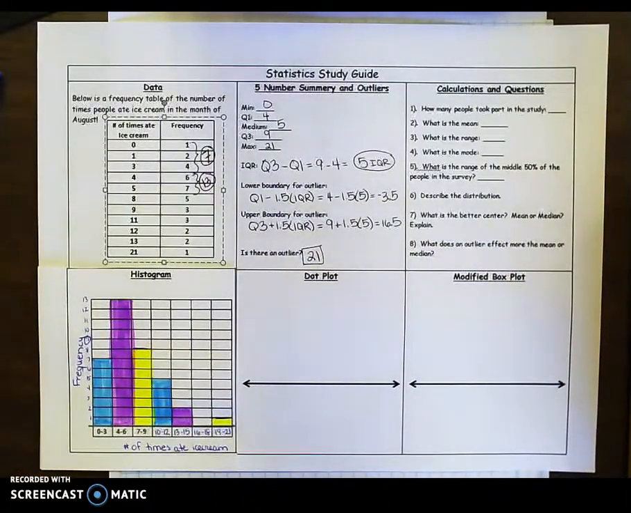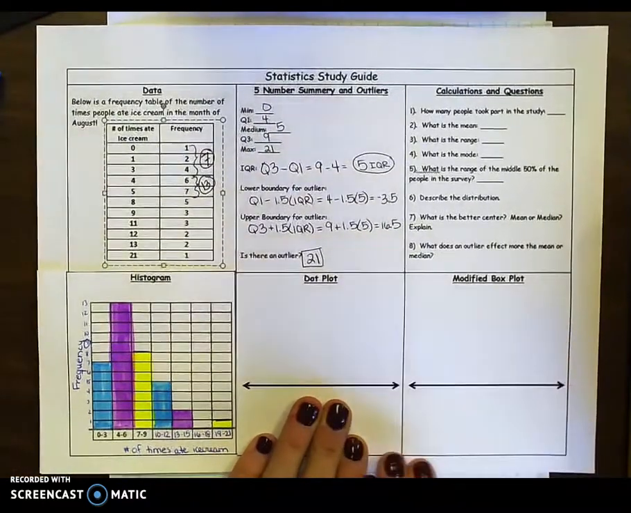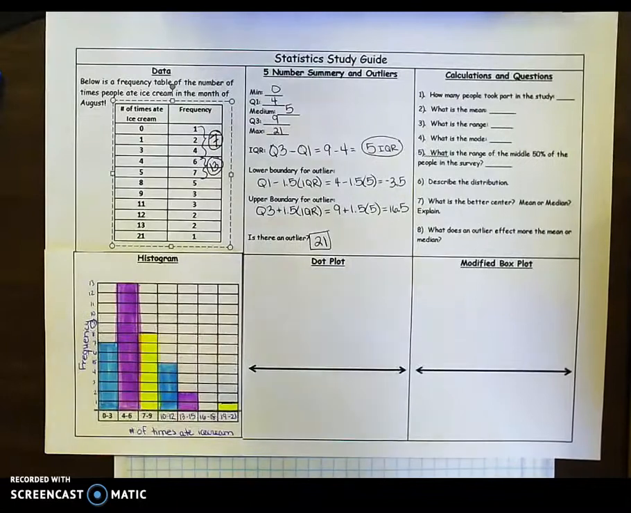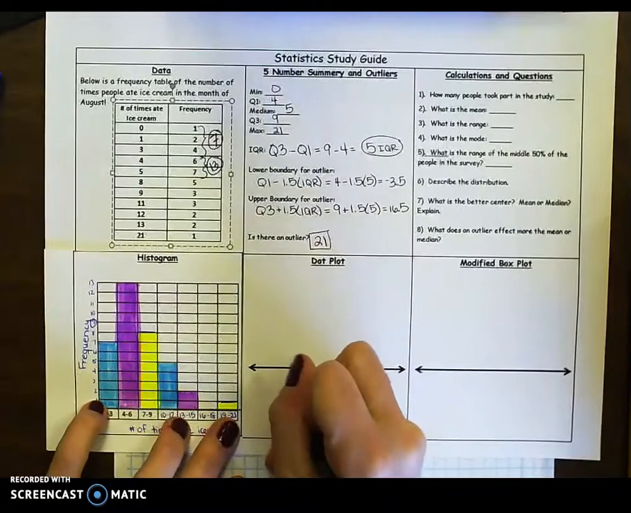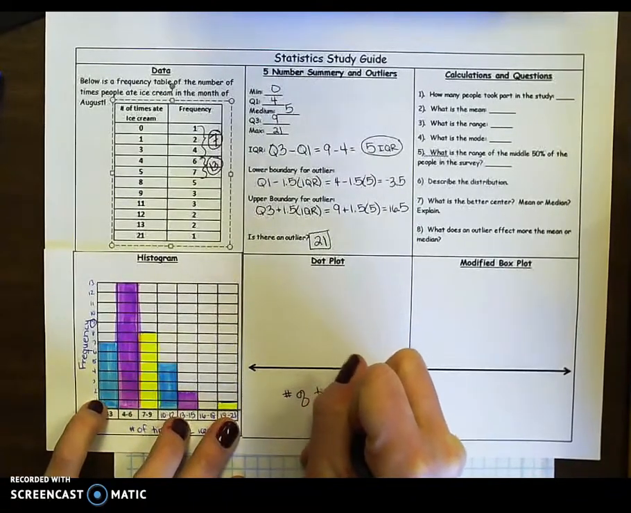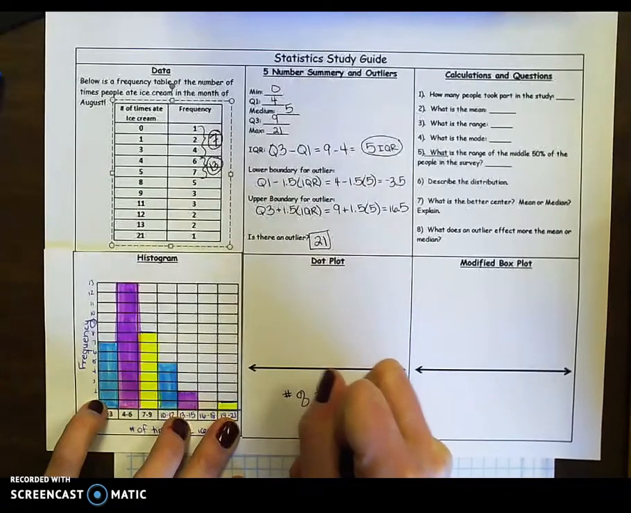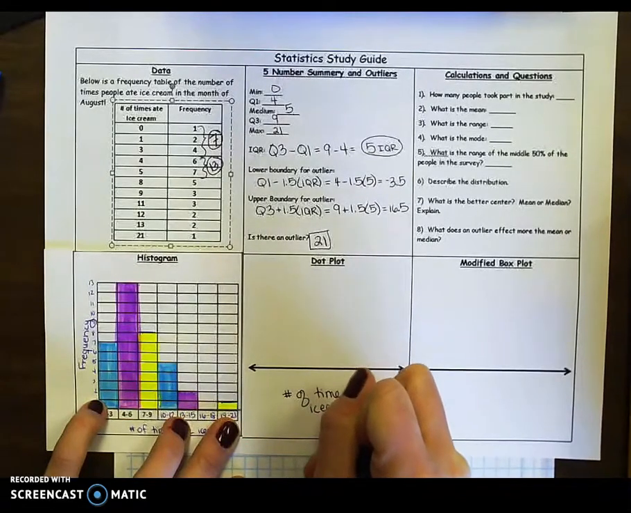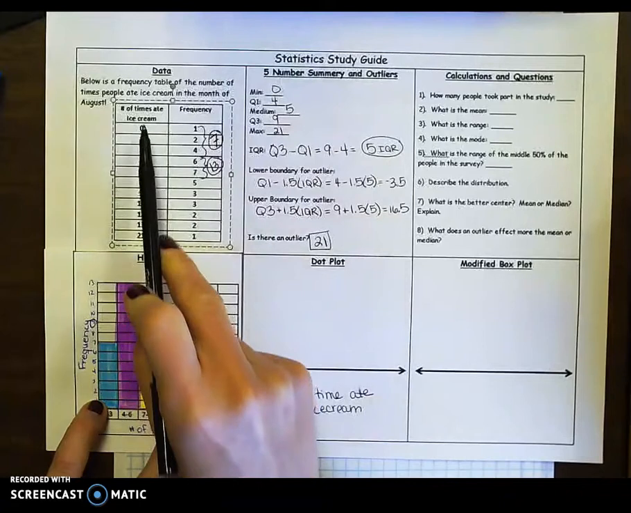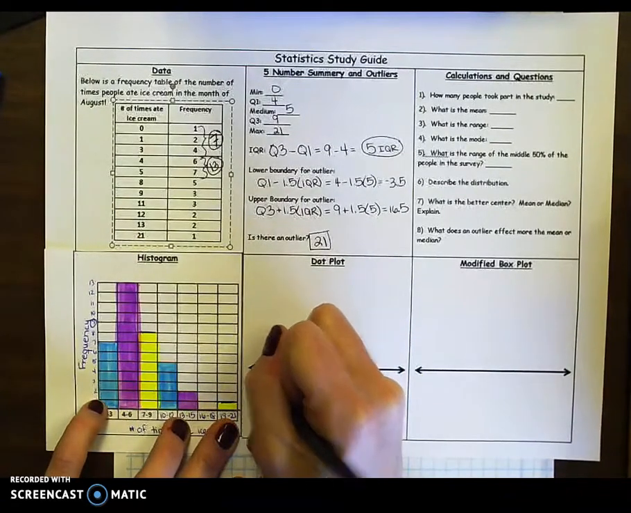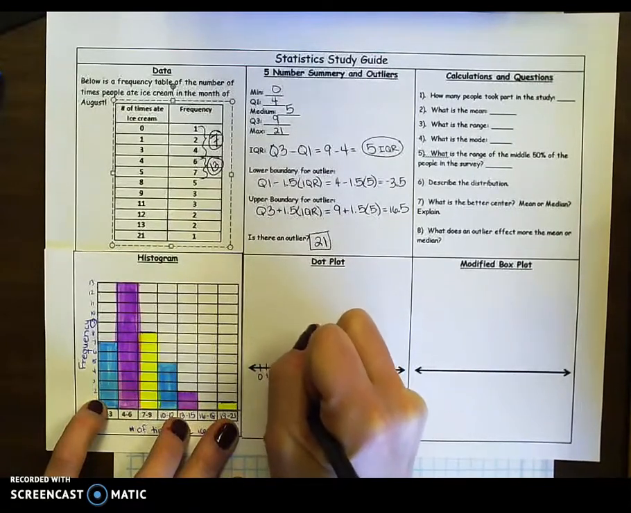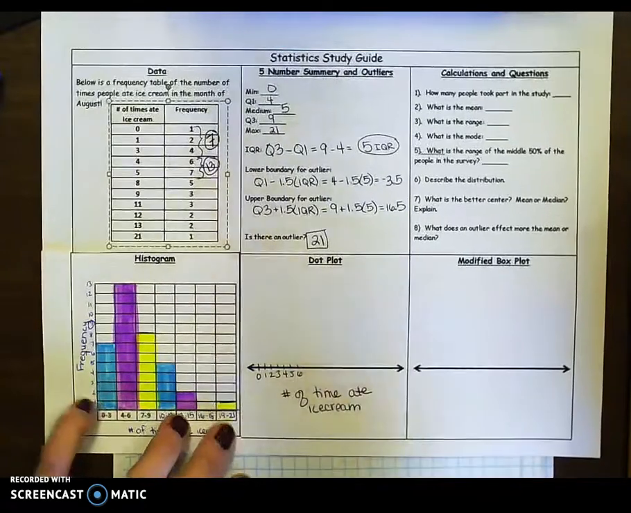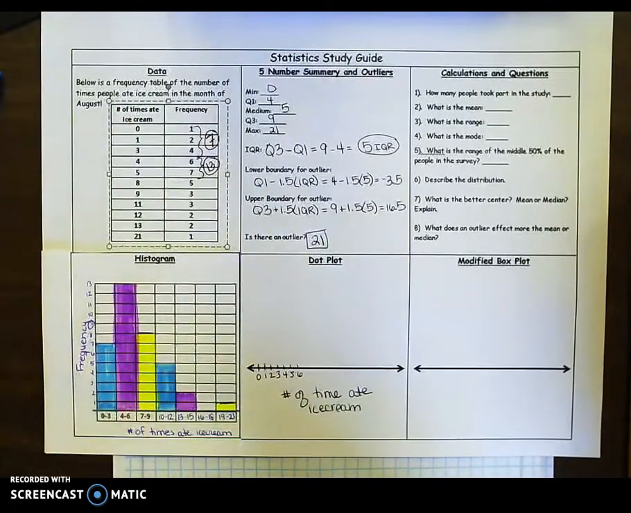All right, next up, we're going to go ahead and use our data to create a dot plot. So let's take a look here. To create a dot plot, the first thing we have to do is make ourselves a number line for the number of times we eat ice cream. Now my numbers go from 0 all the way to 21, so I'm going to go ahead and mark that off. So I'm going to give myself 21 little marks. And then for every data point, I'm going to put a dot above it.